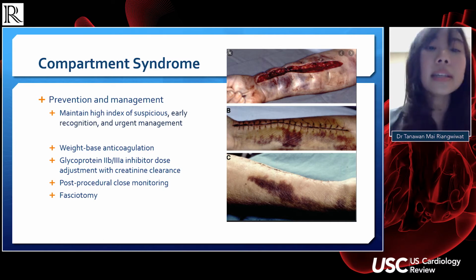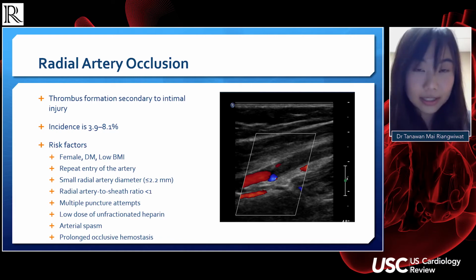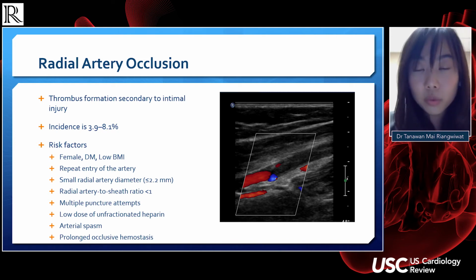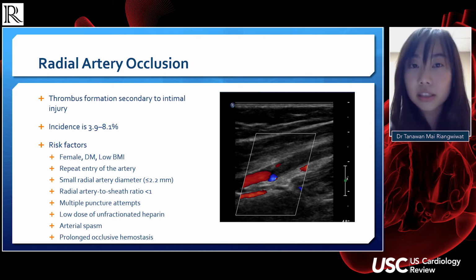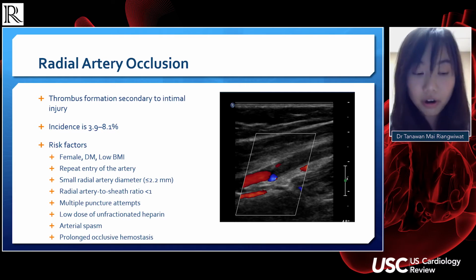Now we're going to switch here from the group of the bleeding complications to the group of clotting complications instead. The first one is radial artery occlusion. This is a benign condition, because most of the patients will have ulnar artery collaterals that will protect the palmar circulation. And about two-thirds of the patients that have radial artery occlusion will have spontaneous recanalization later on anyway.